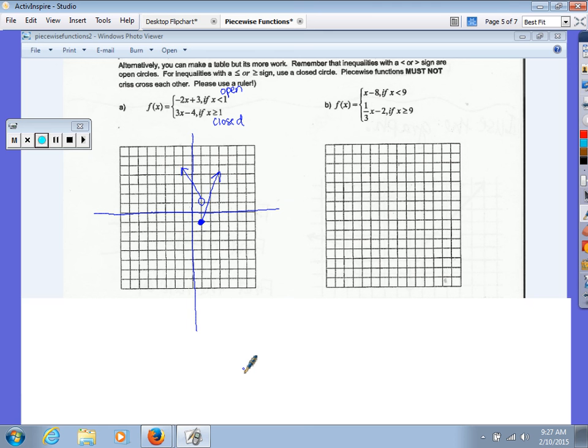Beautiful. You have just graphed a piecewise function. Yes! Alright. You know you're excited. Don't worry about that.